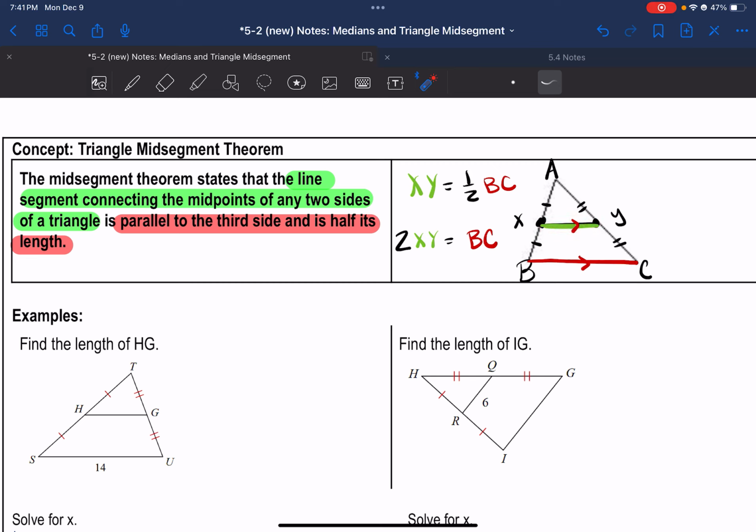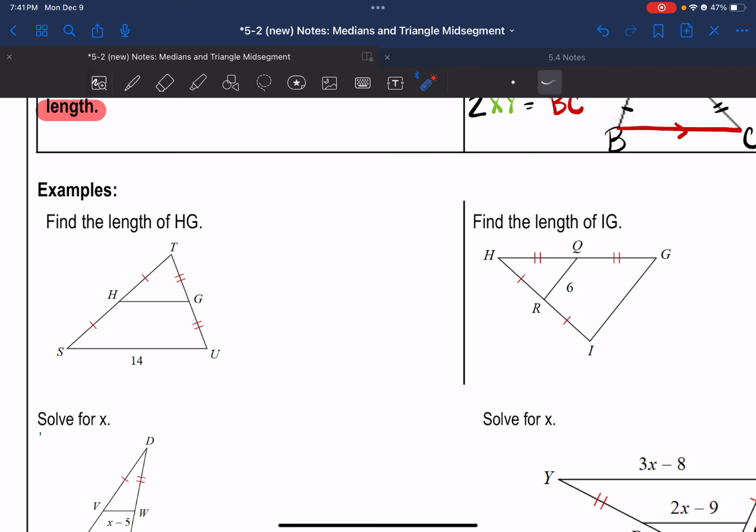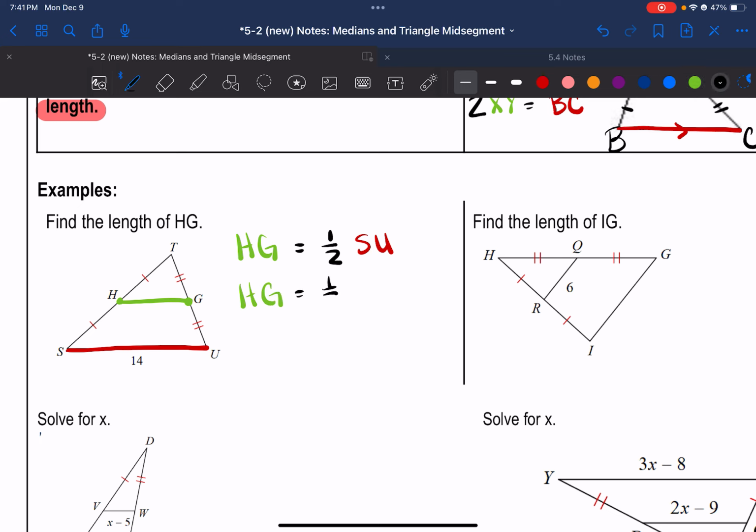So here is my midsegment HG, and that's what we're trying to find, and that is going to be equal to half of that side, half of SU. Okay, so if I'm trying to find HG, then I'm going to set it equal to half of SU, and I know SU is 14. So half of 14, HG is 7. And that's what I'm trying to find. And you should see that if this is my smaller side, it should be smaller than my longest side.